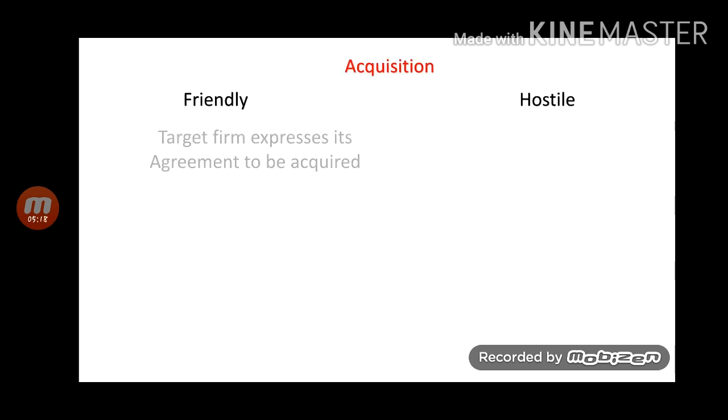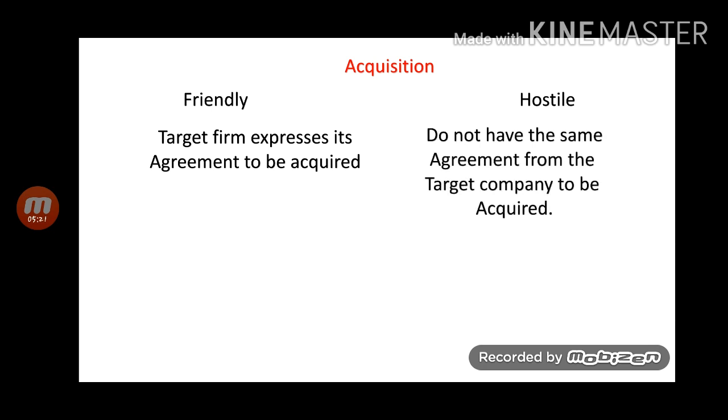And as I told you, there are two types of acquisition: friendly and hostile. In friendly acquisition, the target company has no issues, but if a target company does not want to be acquired, then that is known as hostile acquisition. This normally happens. We have come across many news headlines that Chinese companies were slowly buying the shares of Indian banks in order to acquire the banks.